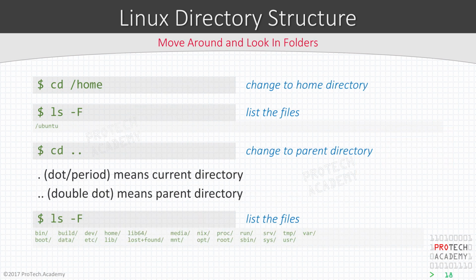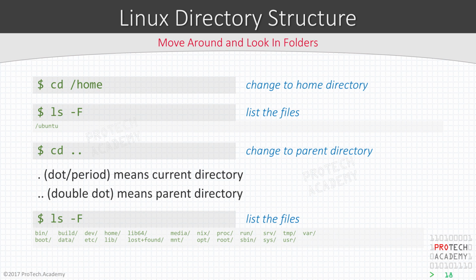Here are some examples of changing directory and listing files. We go to the /home directory and then list the files there. Based on the output, we see that there is just one directory here. It's called ubuntu, and it happens to be our home directory for this user.